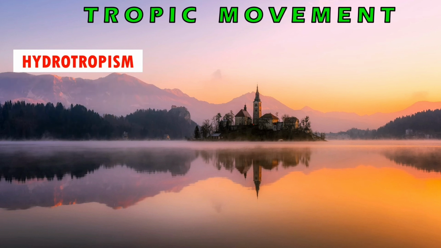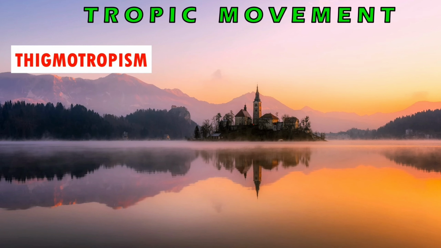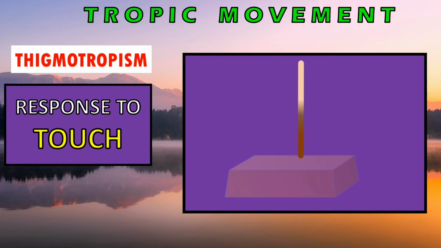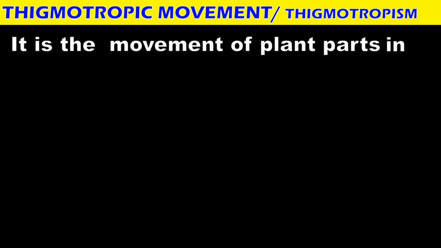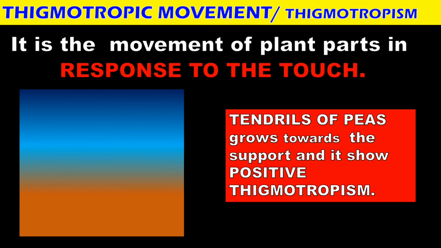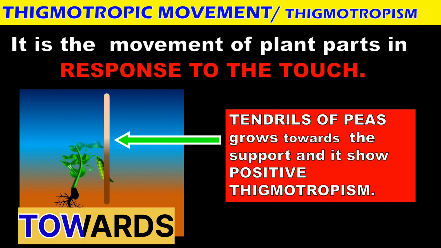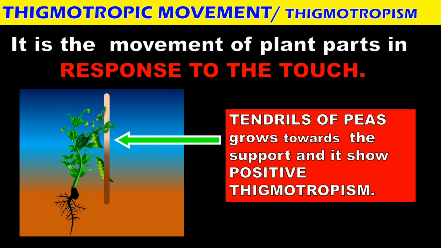The fourth kind of tropic movement is Thigmotropism. Here, the movement of plant parts occurs in response to touch. For example, a plant like pea needs support to grow, so the tendrils of the pea move towards the support. Thigmotropism is the movement of plant parts in response to the touch. Tendrils of pea plant grow towards the support and it shows positive Thigmotropism.